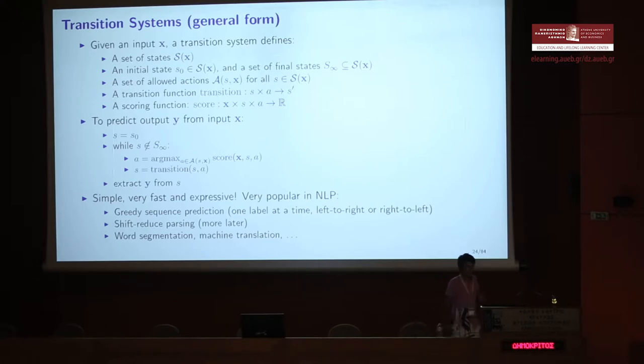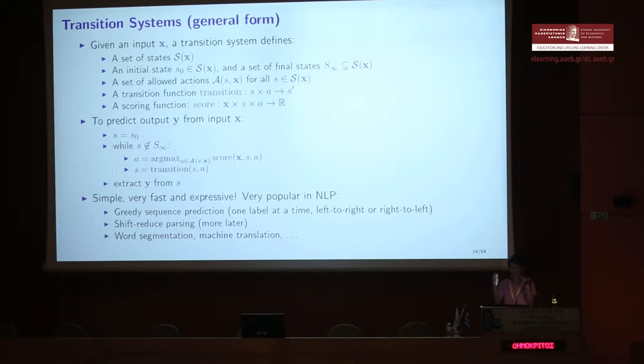So here's almost all I have to say about greedy models. Greedy models are just an instance of transition systems. So it's a more general form. This slide is just describing this more general form. But in general, a transition system is one that builds a structure incrementally, okay? And it does it as follows. So the greedy model is an instance of that.